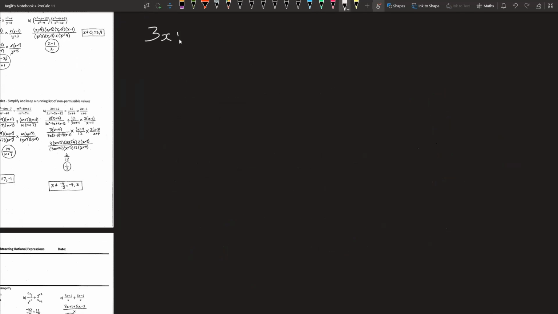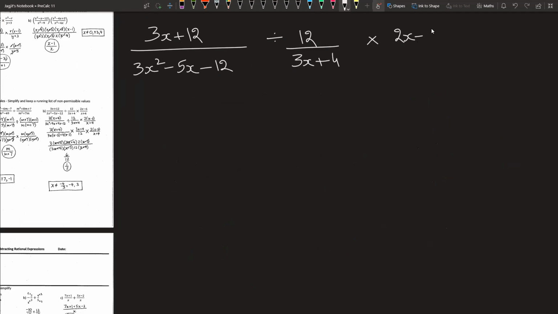We got 3x plus 12 divided by 3x squared minus 5x minus 12. Then we have division. 12 divided by 3x plus 4. And then we multiply. We got 2x minus 6 divided by x plus 4. Okay, guys, as you know, step number 1, let's factor everything out.